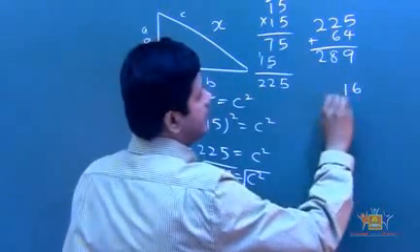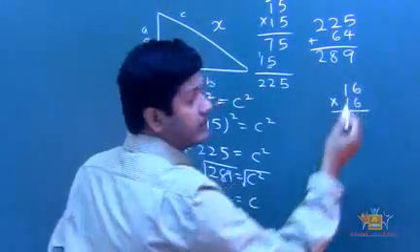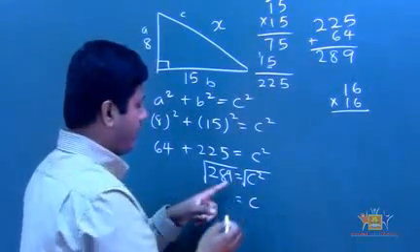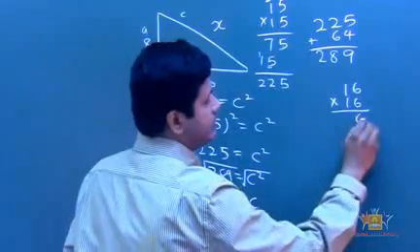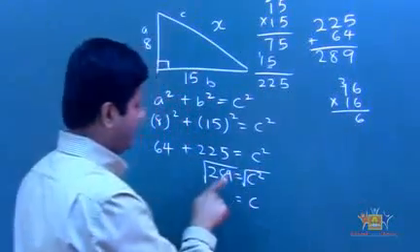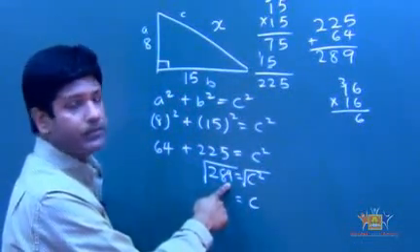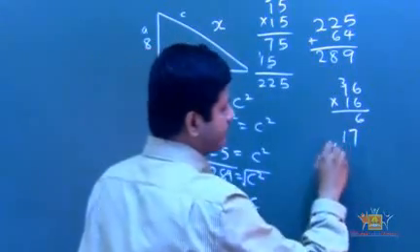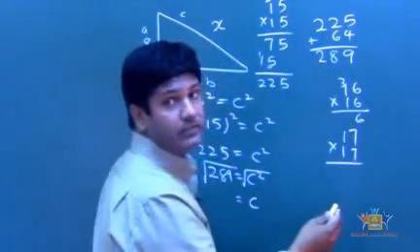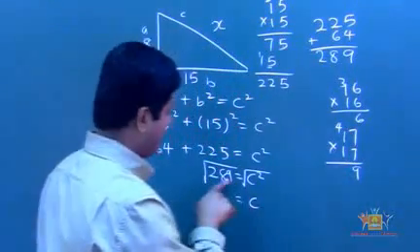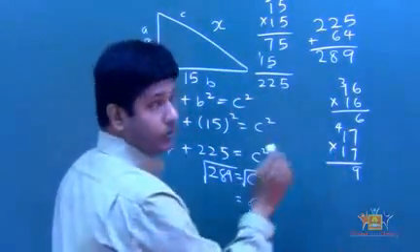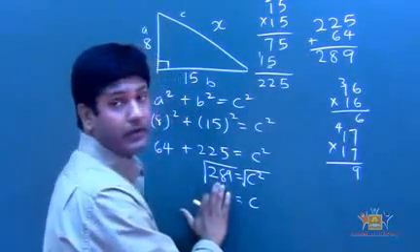So we can take 16 times 16. 6 times 6 is 36. Oh, right away it tells you it's not going to be 16, because 6 times 6 is 36, and we want it to end in 9. So how about 17? 7 times 7 is 49. That gives you the hint right there. Well, continue. Make sure you get it to 289.